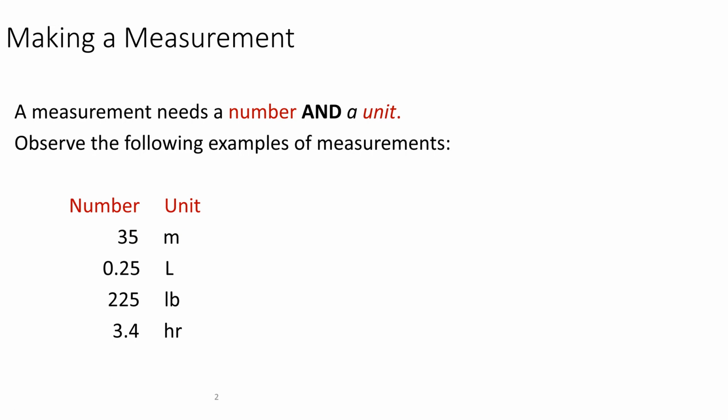So here are some examples of measurements. 35 meters. By seeing the word meter, we know we're probably using a tape measure or some sort of measurement tool that measures length, right? For 0.25 liters, we're probably using something like a graduated cylinder, which measures volume. 225 pounds looks like a household scale. That's how you usually weigh yourself. And 3.4 hours, time. So you're probably using a clock or a watch or something. The unit is very important because it helps narrow down our options.